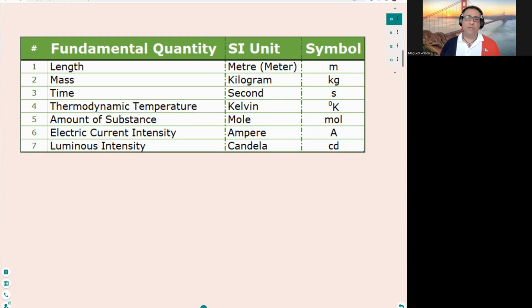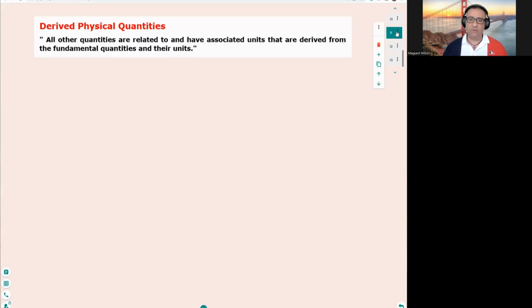So what is the idea? Any other physical quantities will be called derived rather than the seven fundamentals. By definition, derived physical quantities are all other quantities that are related to and have associated units, so they can be expressed in one or more fundamental units. This is a very important skill you need to develop during the program, to be able to express any derived quantity in its SI fundamental units.